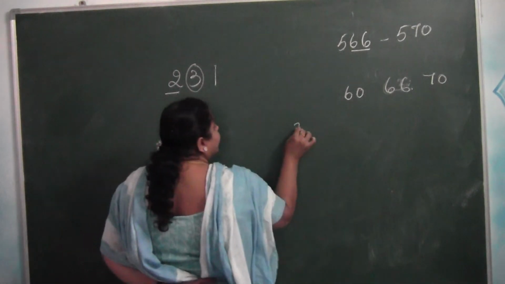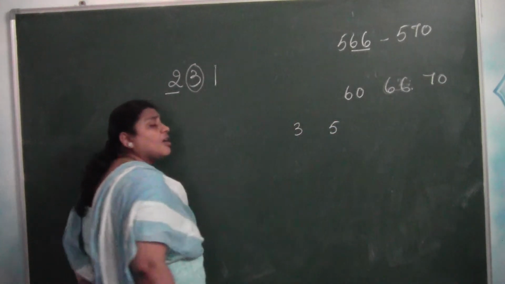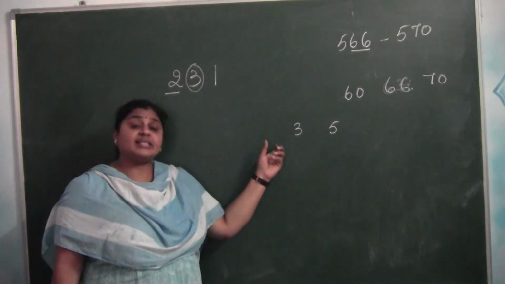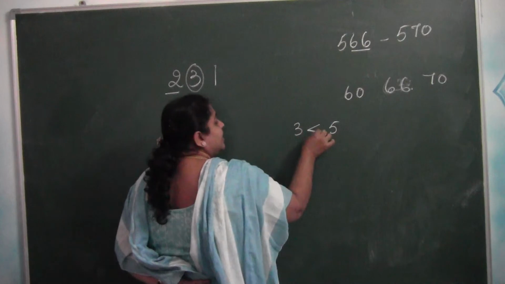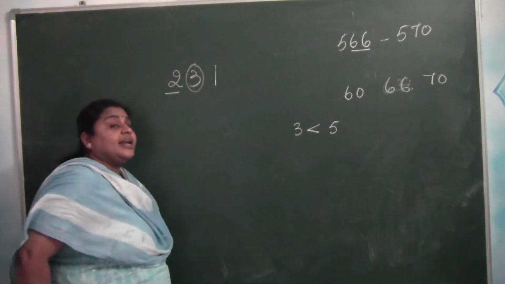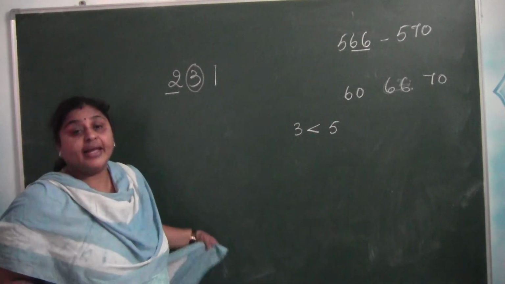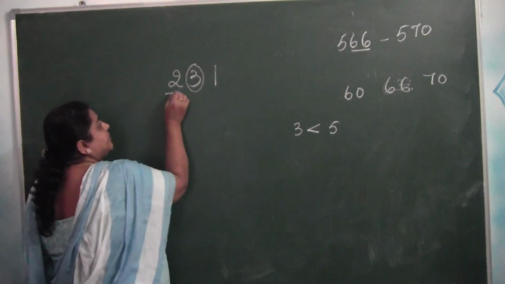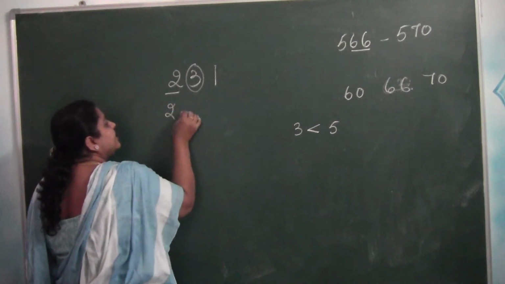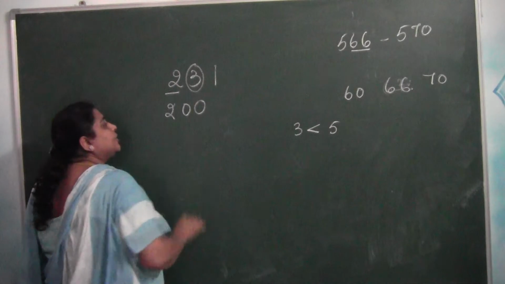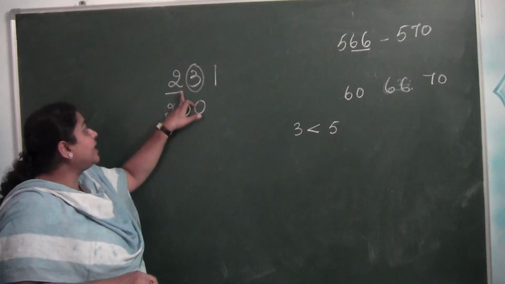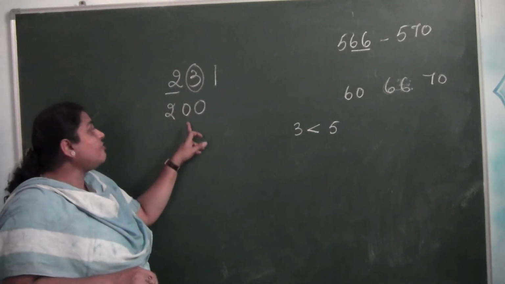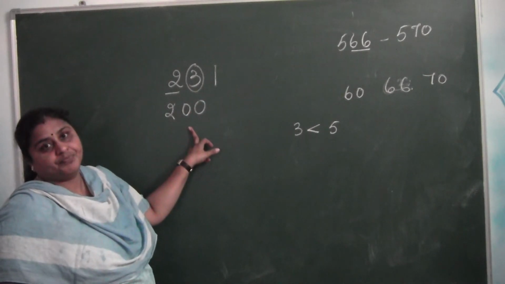So 3, let us compare with the 5. Now tell me 3 is less than 5 or greater than 5? Less than 5. 3 is less than 5. So if any number is less than 5, then it remains same. That is 2 remains as it is and the next 2 place values changes to 0. So what is the nearest 100? Like 231 when rounded off, it is 200.